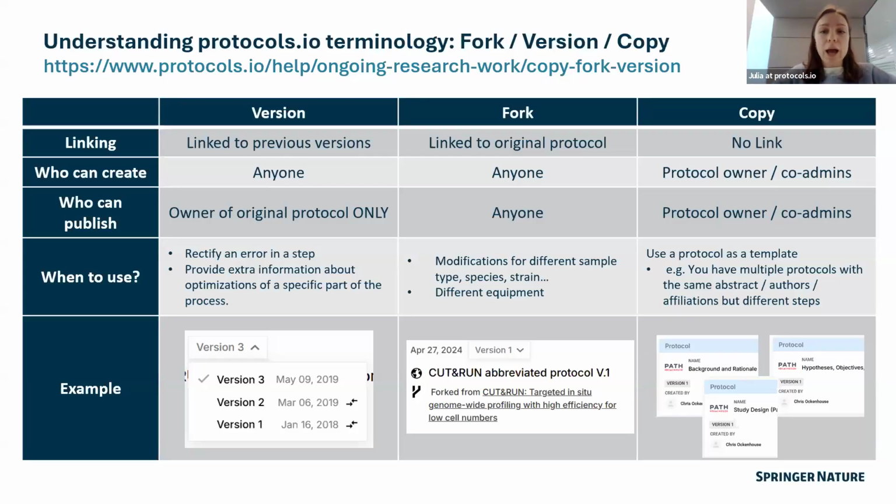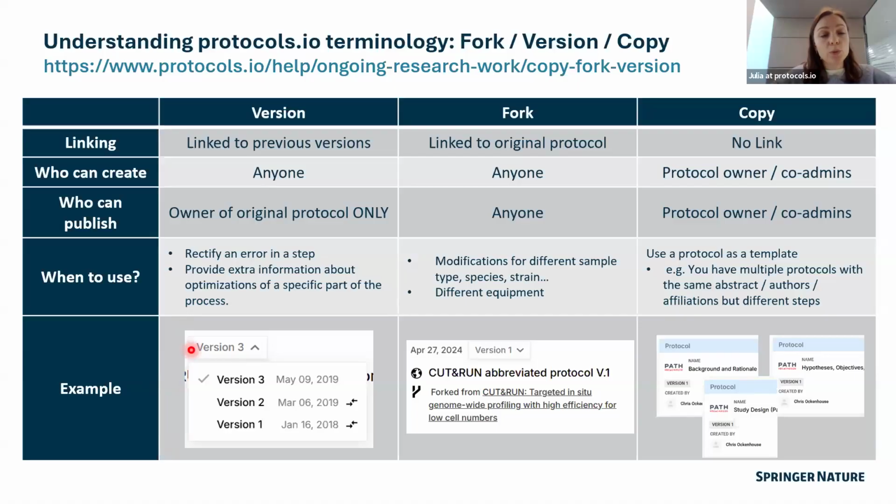So if we look at versioning first, it's relatively self-explanatory. And so you can think of a new version as a new version of a protocol that would rectify an error in a step or provide additional optimizations about a specific area of the protocol. And you can navigate between the different versions of a protocol with that drop down that you'll see at the top of the protocol pages.